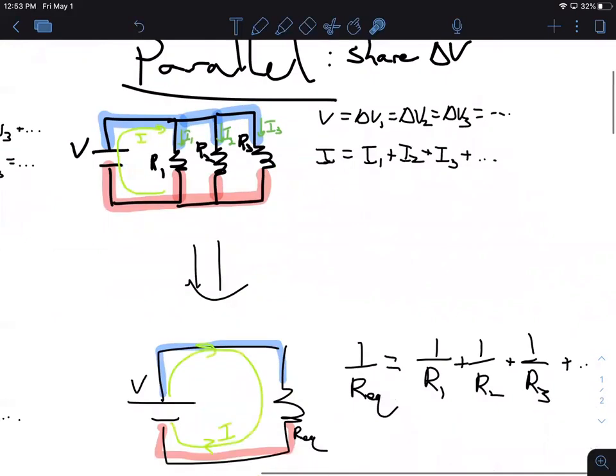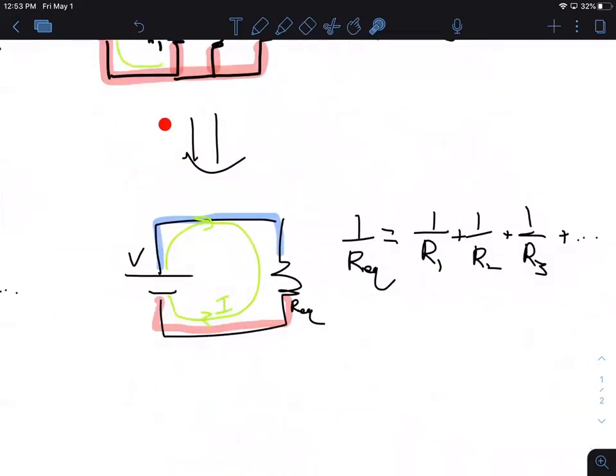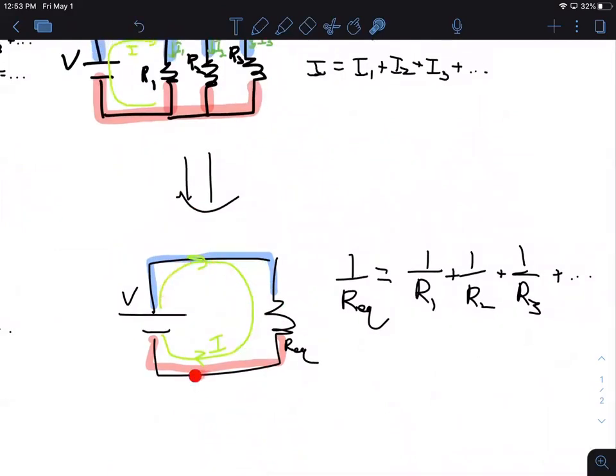Again, using algebra and Ohm's law, we can find then, if we want to pretend again that this is one circuit where the current is just the current from the battery, so these are still the same, we can pretend we have one equivalent resistor. The formula is a little bit more complicated.